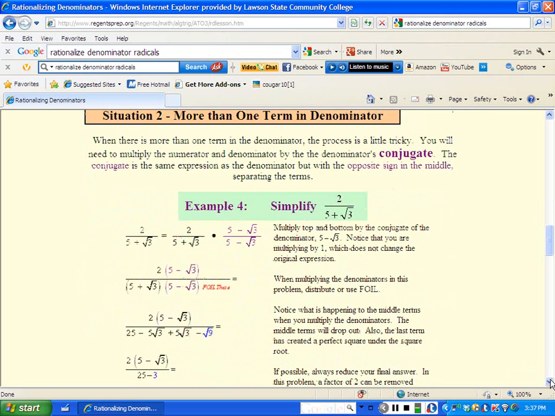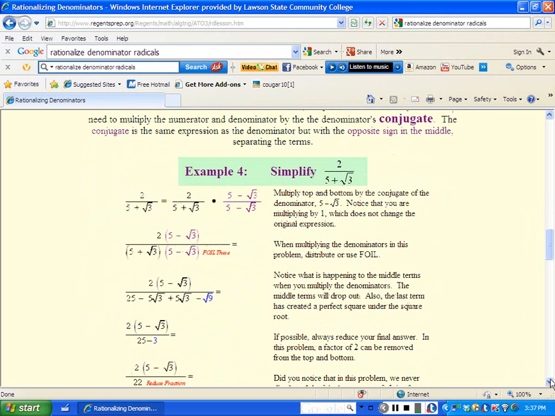Alright, let's try an example where you have a binomial in the denominator, where it's a radical, but it's also 2 terms in the denominator, like so. 2 divided by 5 plus the square root of 3. This is a little different because it's more than one term in the denominator, and we normally multiply numerator and denominator by the conjugate of the denominator.